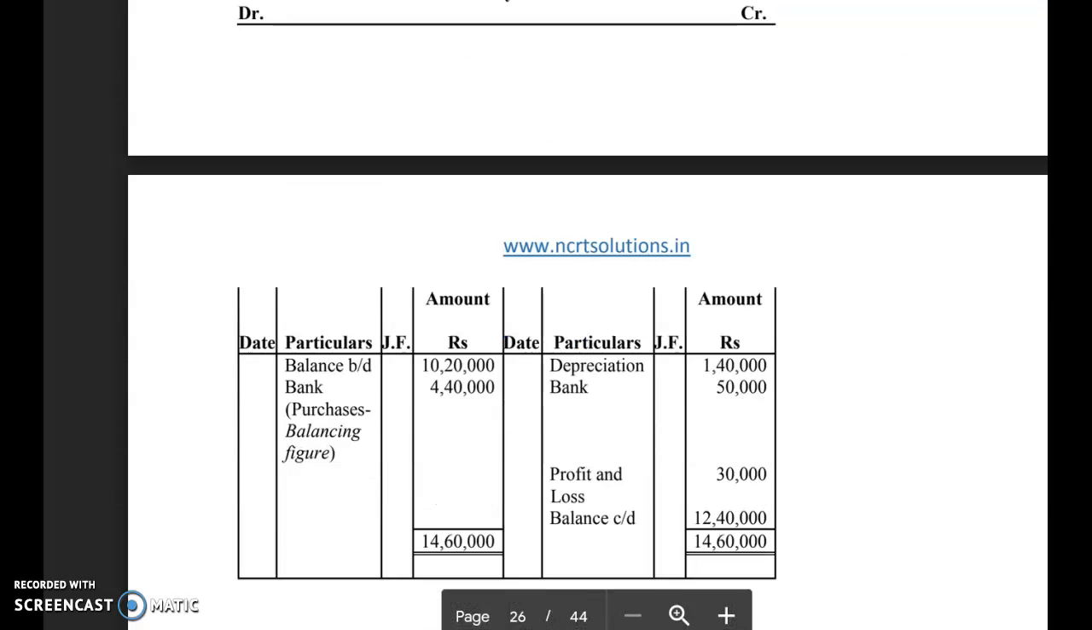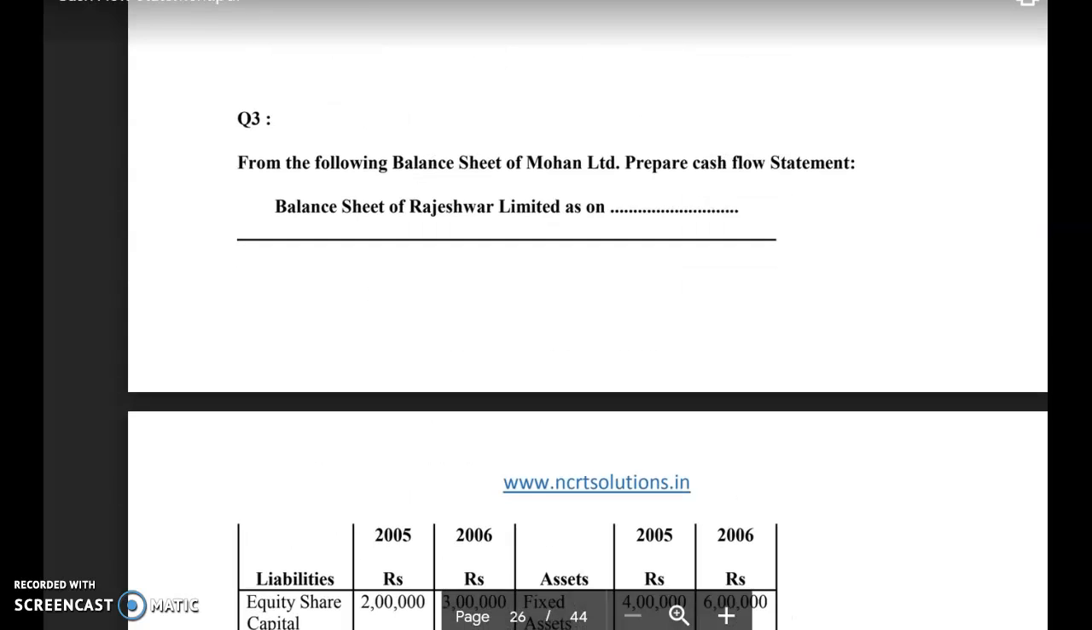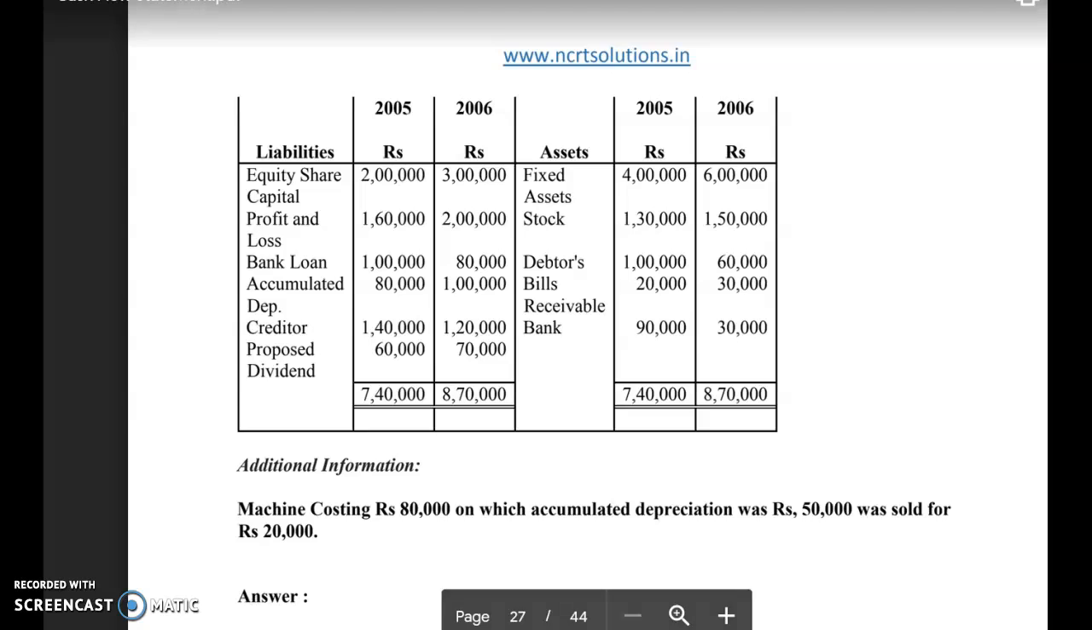See here, this is the question. The balance sheet is given to you, and on the basis of that balance sheet, you have to prepare the cash flow statement of Rajeshwar Limited. You have been given this balance sheet. Additional information is given. Dear students, you already know how to prepare the cash flow statement. Here we will mainly consider the additional information. See the information given in the balance sheet, and one by one we solve all these steps.